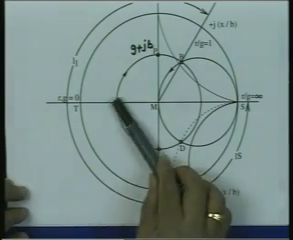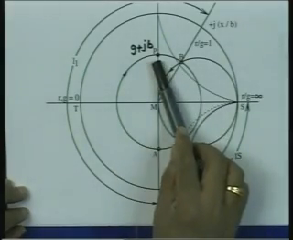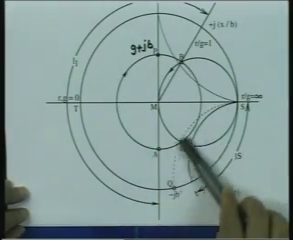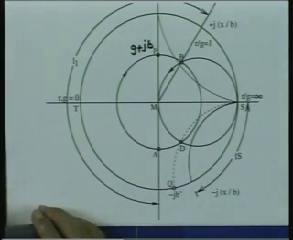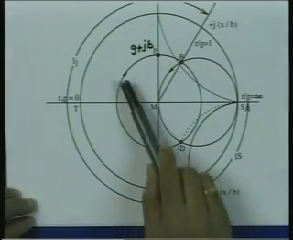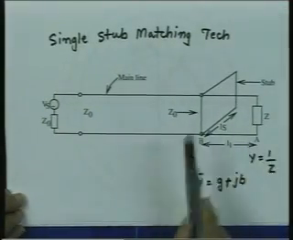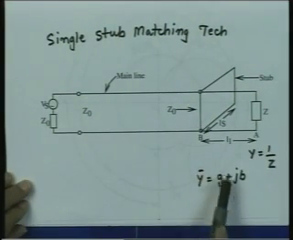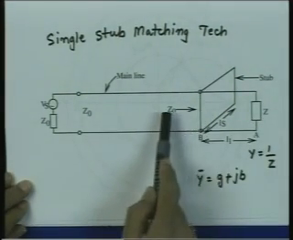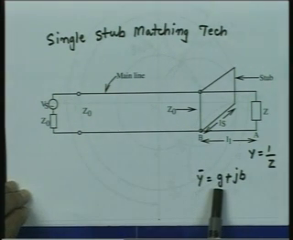The first step, as we do, we draw the constant VSWR circle passing through this point. So, this circle is the constant VSWR circle. Now, we can note that when we move on this circle, that means when we move on the transmission line towards the generator, my first task is to make the real part of the admittance equal to the characteristic admittance, or the normalized real part should be equal to 1.